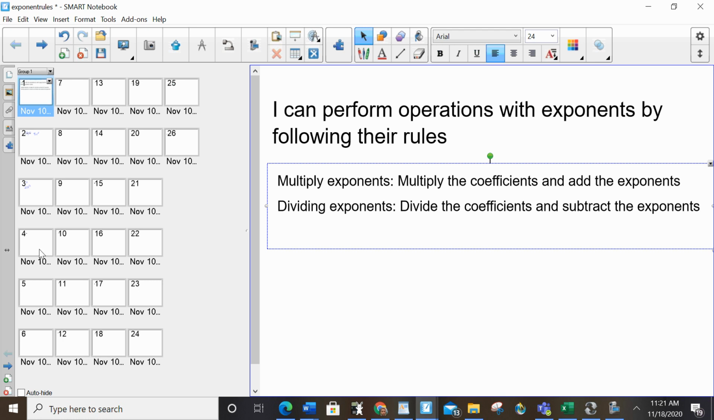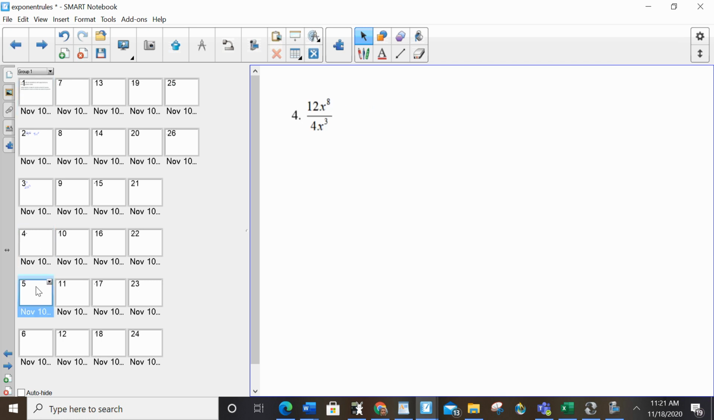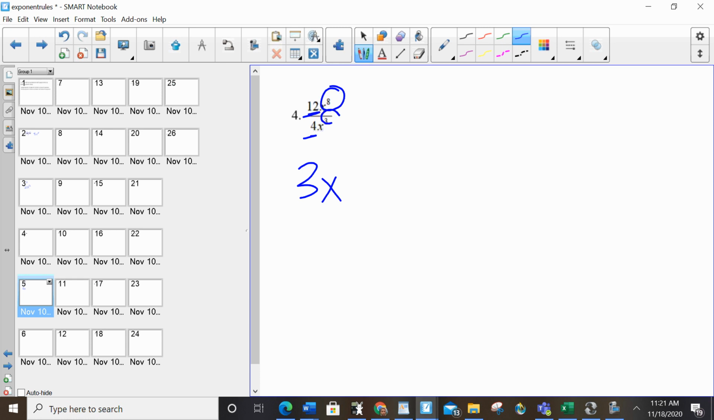So, number 4, we divide the coefficients. 12 divided by 4 is 3. Then we subtract the exponents. 8 minus 3 is 5. That's your answer. Try number 5 on your own. I'll give you about 15 seconds.